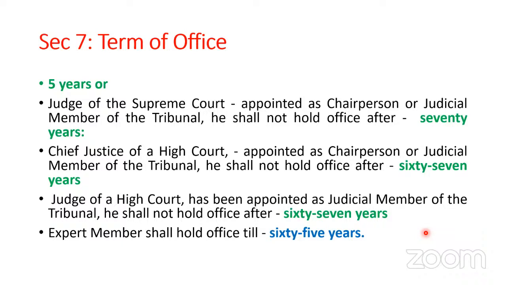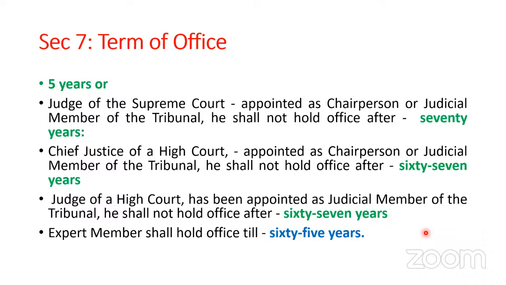Suppose the person who is or has been a judge of a Supreme Court has been appointed as a chairperson or a judicial member of the tribunal, he shall not hold the office after he has attained the age of 67. So, judge of a Supreme Court வந்துட்டு either he has been appointed as a chairperson or a judicial member, he cannot hold the office after 67 years.